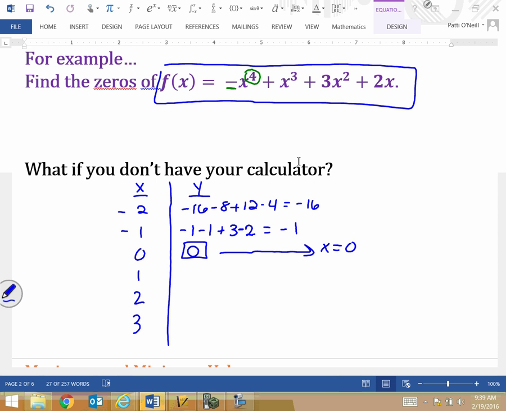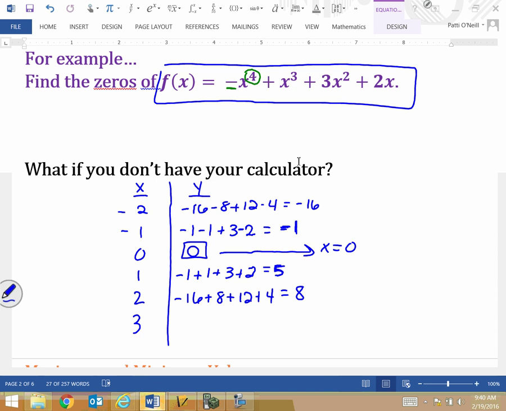If I sub 1 in, I end up with negative 1 plus 1 plus 3 plus 2, which equals 5. So my graph has gone from a negative 1 here to 0 where it's hitting the x-axis, and then it actually passes through because the value becomes positive. I'm going to try 2, and when I plug 2 in, I get negative 16 plus 8 plus 12 plus 4, which gives me 8, which means my graph is still on the rise. It hasn't made a turn, and I'm not finding another 0 yet.